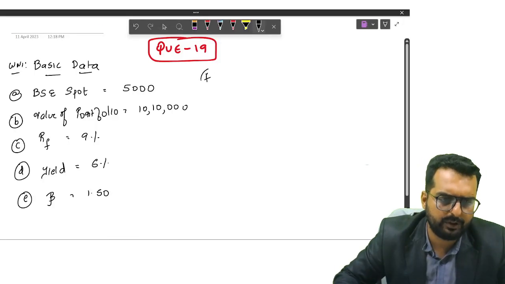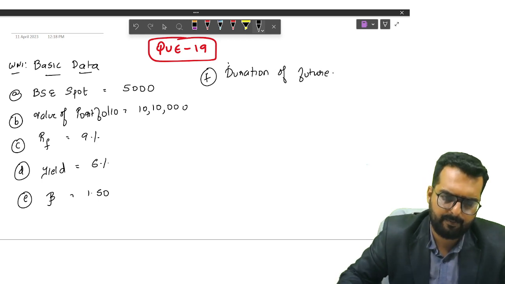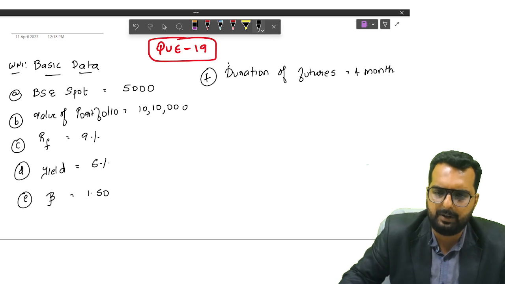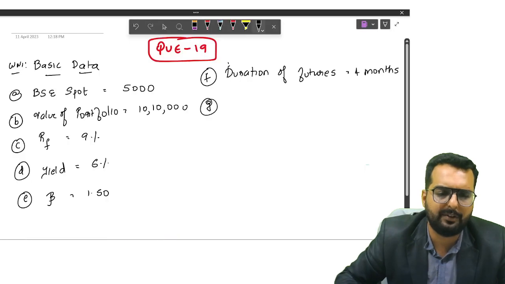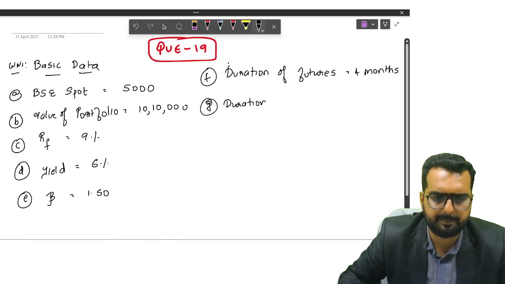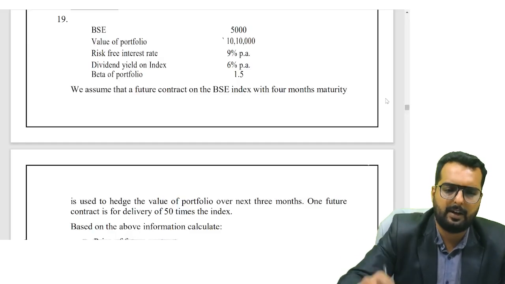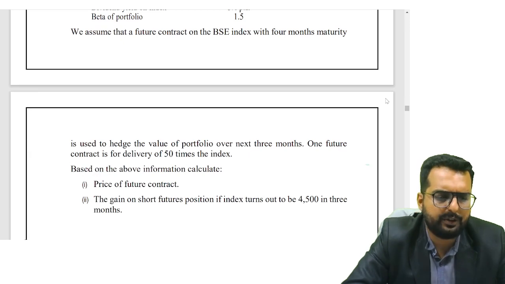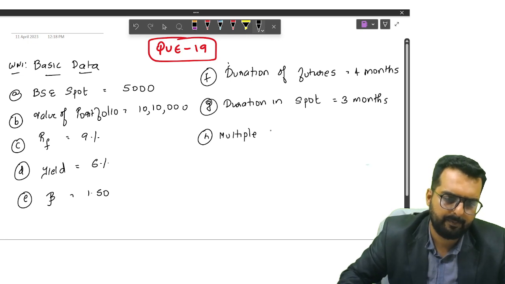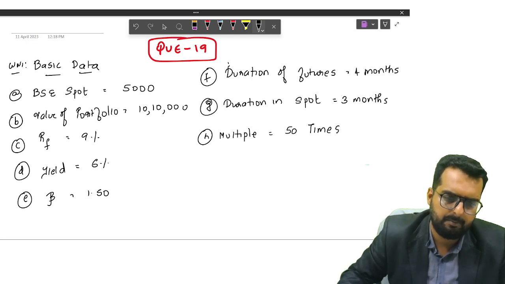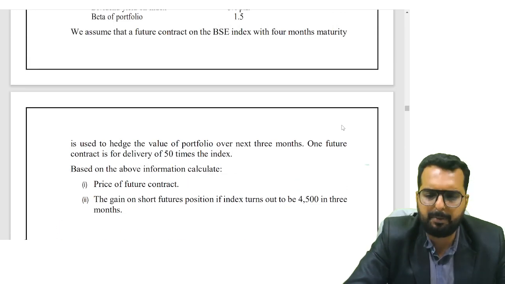So what is the duration of the futures? I'll write down over here. This turns out to be 4 months. But they are trying to hedge it against a portfolio value of next 3 months. So duration in spot turns out to be 3 months. Alright. One future contract is for delivery of 50 times the index. So the multiple over here is 50 times.